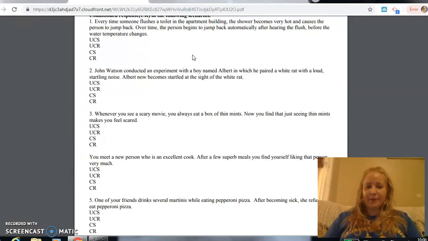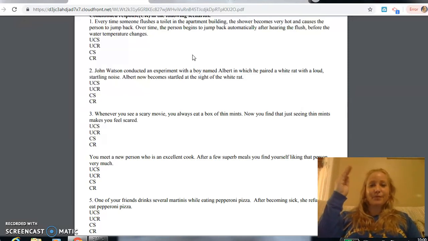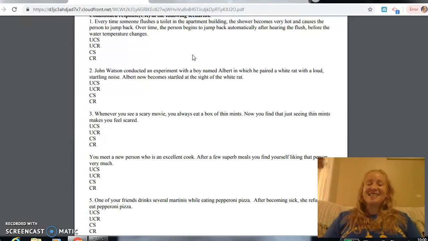And the last example we'll go over here, one of your friends drinks several martinis while eating pepperoni pizza, except your friends wouldn't, unless they're over 21. After becoming sick, she refuses to eat pepperoni pizza. Again, I'm going to give you a couple seconds. Think. So our unconditioned stimulus is going to be the several martinis. And the several martinis are going to cause the unconditioned response of feeling sick. Your conditioned stimulus is going to be then the pepperoni pizza. And then your conditioned response is going to be feeling sick about pepperoni pizza. And wouldn't that be a shame to not love pizza anymore?